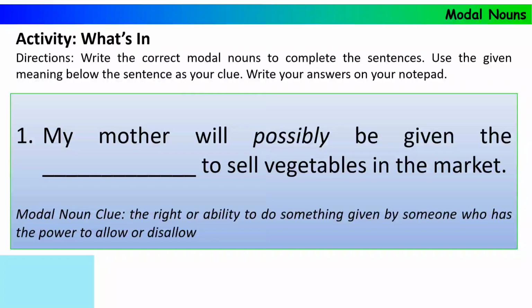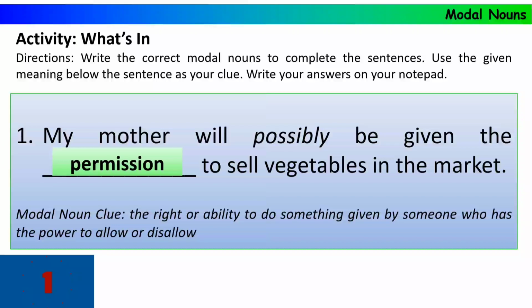My mother will possibly be given the blank to sell vegetables in the market. And your modal noun clue, the right or ability to do something given by someone who has the power to allow or disallow. And your timer starts now. Time is up, and the correct answer is permission. My mother will possibly be given the permission to sell vegetables in the market.